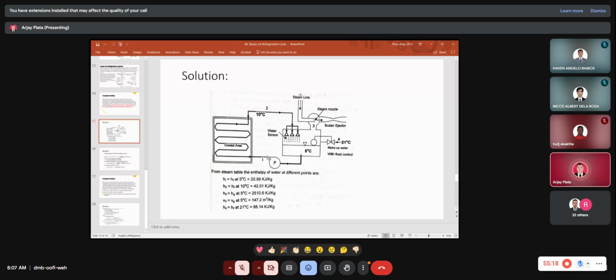So we have first point one, point two is here. Point one is here at the entrance of the cold area, and then exit is at point two. Point three is here at the diffuser. Point four is here at the makeup water. So yeah, we have different sets of enthalpies.